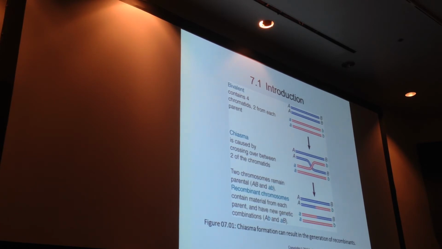I alluded to this once before, that you can track the heredity of male offspring by looking at the DNA, the exact nucleotide content of the Y chromosome, because it rarely varies.